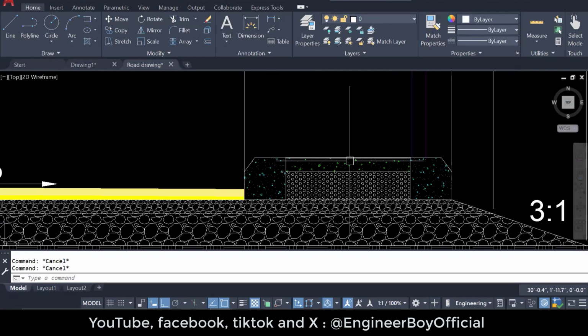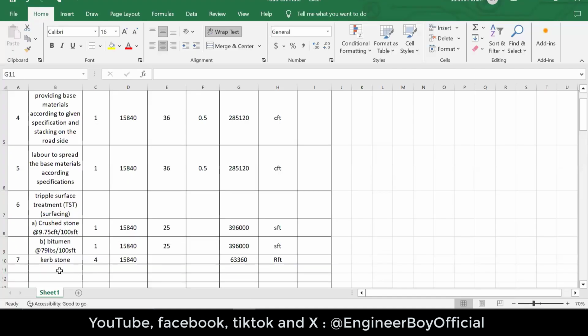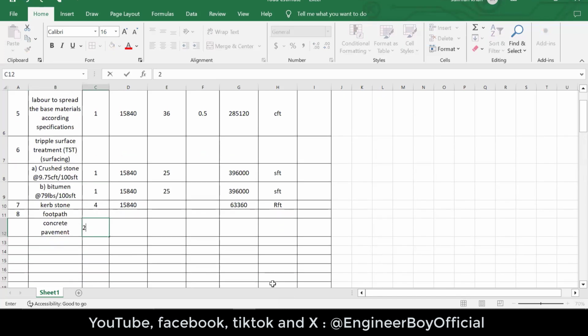So what should be the quantity of the same thing, okay? We call this maybe, let's say number 8, and this is actually pavement, or maybe let's say footpath. And in footpath, we have actually, let's say, concrete pavement. In number, it should be 2, because on both sides, that thing is just paved, okay? So in number, it is just 2. And the length should be the same because it's along the road, okay?